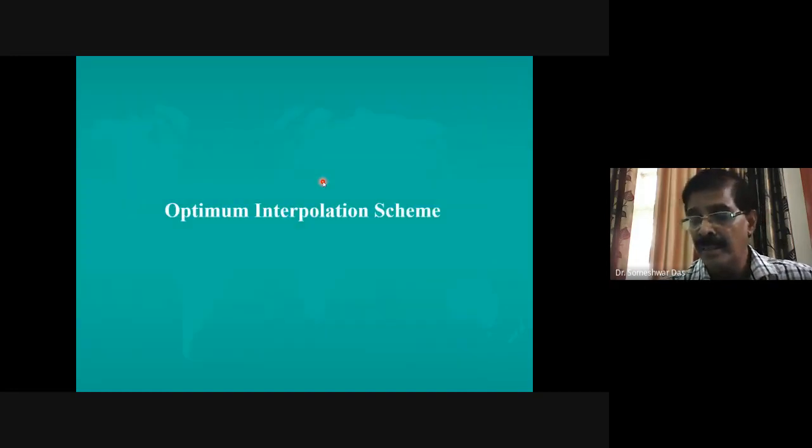Okay, so this completes the objective analysis based upon 5 different techniques: the polynomial technique, then the successive correction method, Cressman's technique, the Barnes technique, and there was one more. Tomorrow we shall discuss optimum interpolation, which is more complicated and takes into account many more statistical parameters. So up to this is the theory part, which we could not finish in the morning. Okay, and I stop this part now.